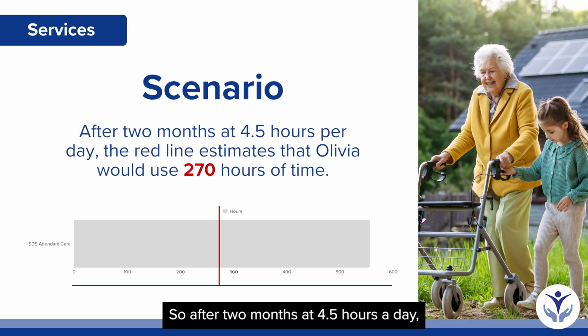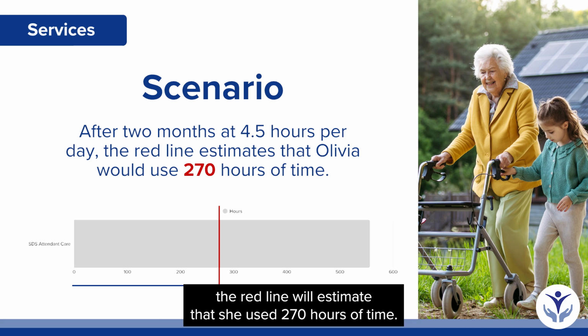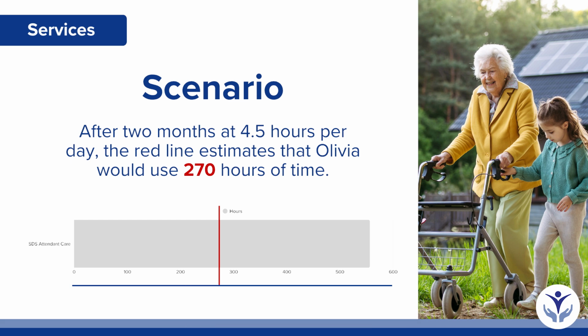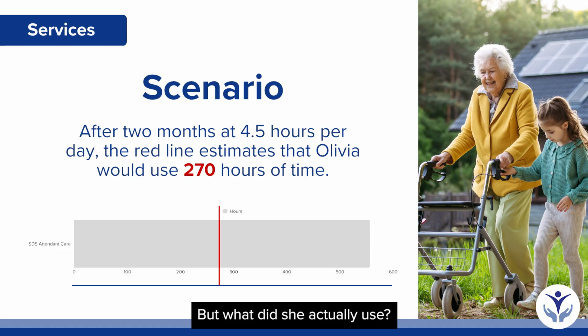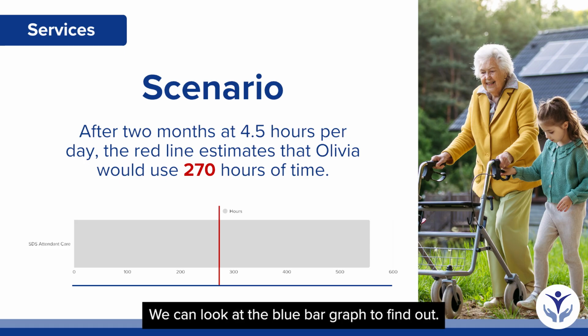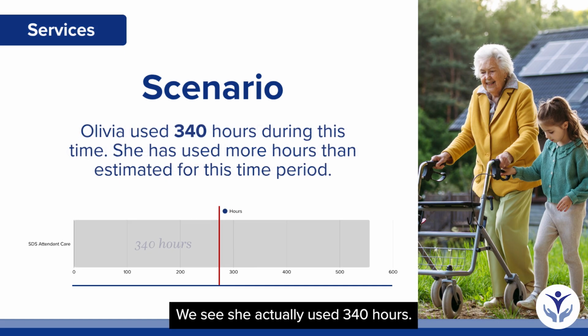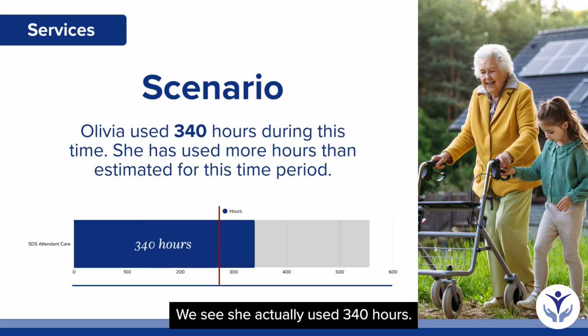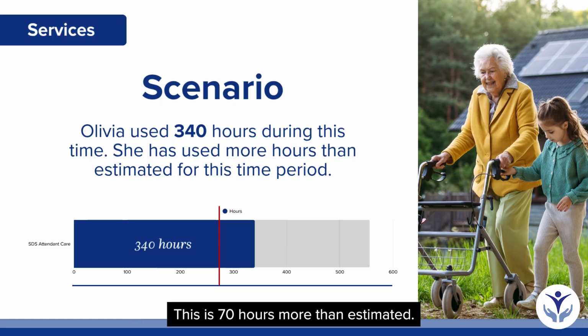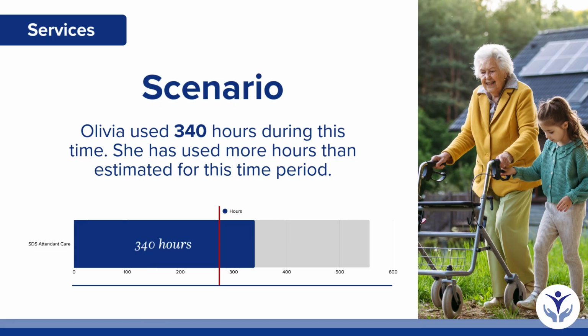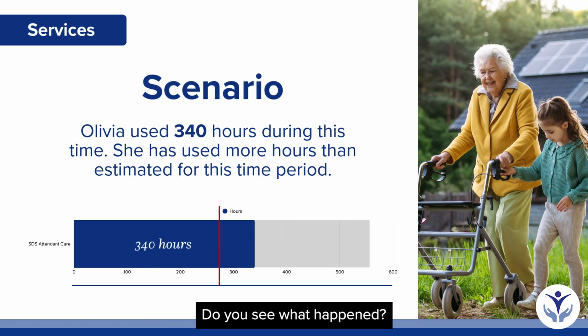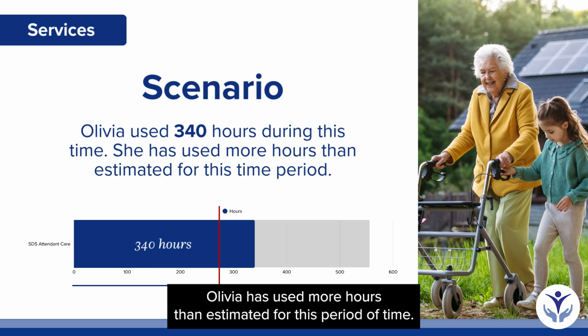So after 2 months at 4.5 hours a day, the red line will estimate that she used 270 hours of time. But what did she actually use? We can look at the blue bar graph to find out. We see she actually used 340 hours. This is 70 hours more than estimated. Do you see what happened? Olivia has used more hours than estimated for this period of time.